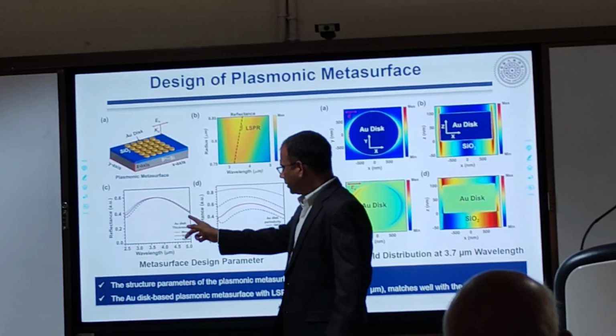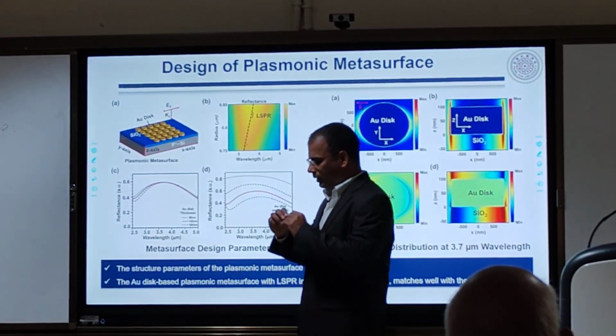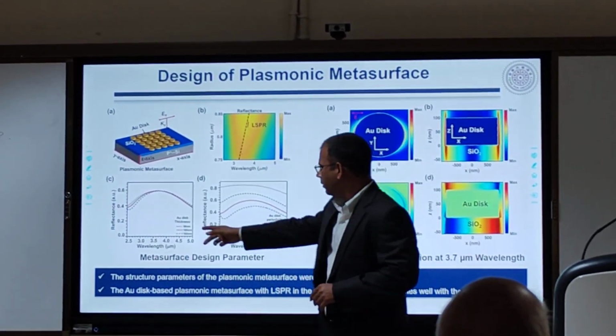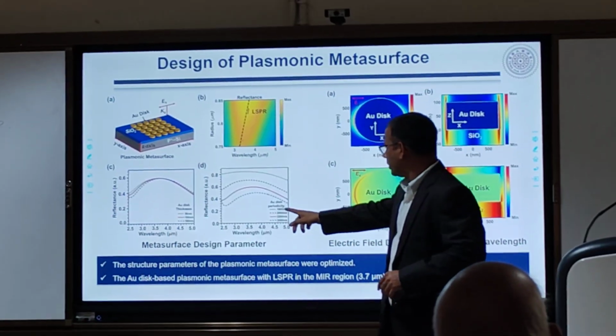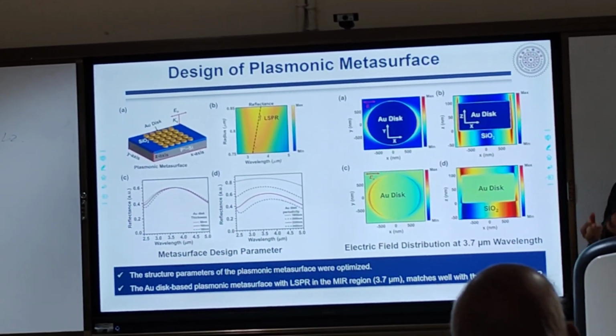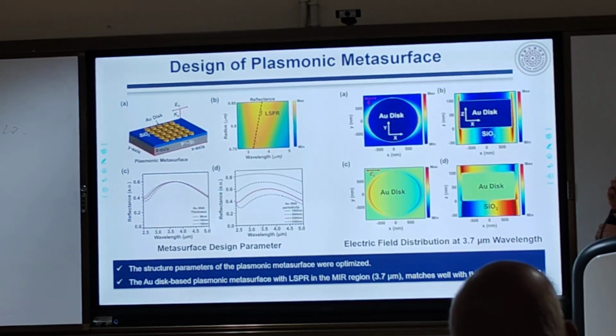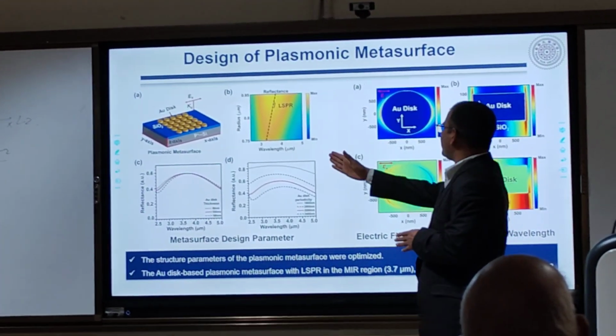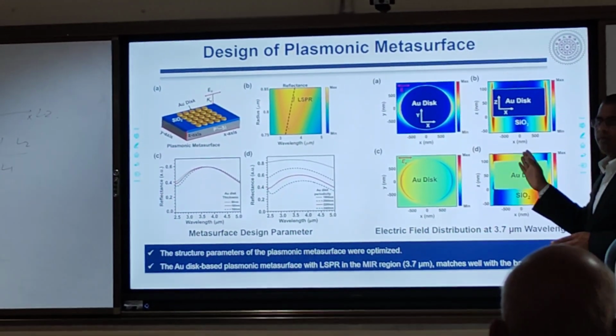Here we varied the thickness of the gold disc, like 50 nanometers, 100 nanometers. Also here the periodicity, and we have optimized the size of this disc, the thickness and the periodicity to have the highest reflectance in the mid-infrared region. Here is the electric field confinement.